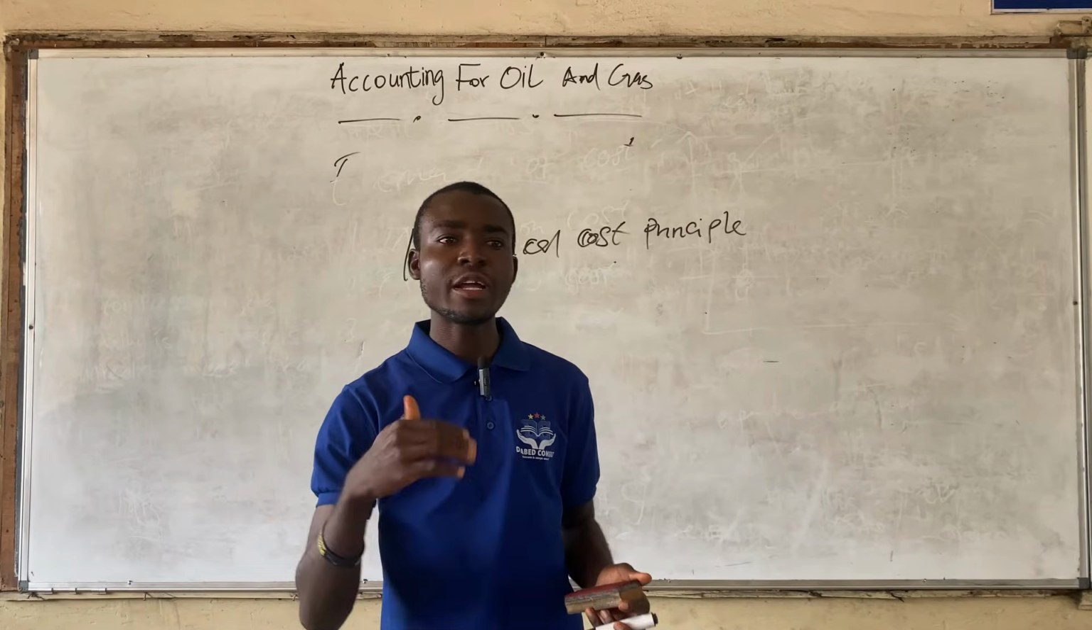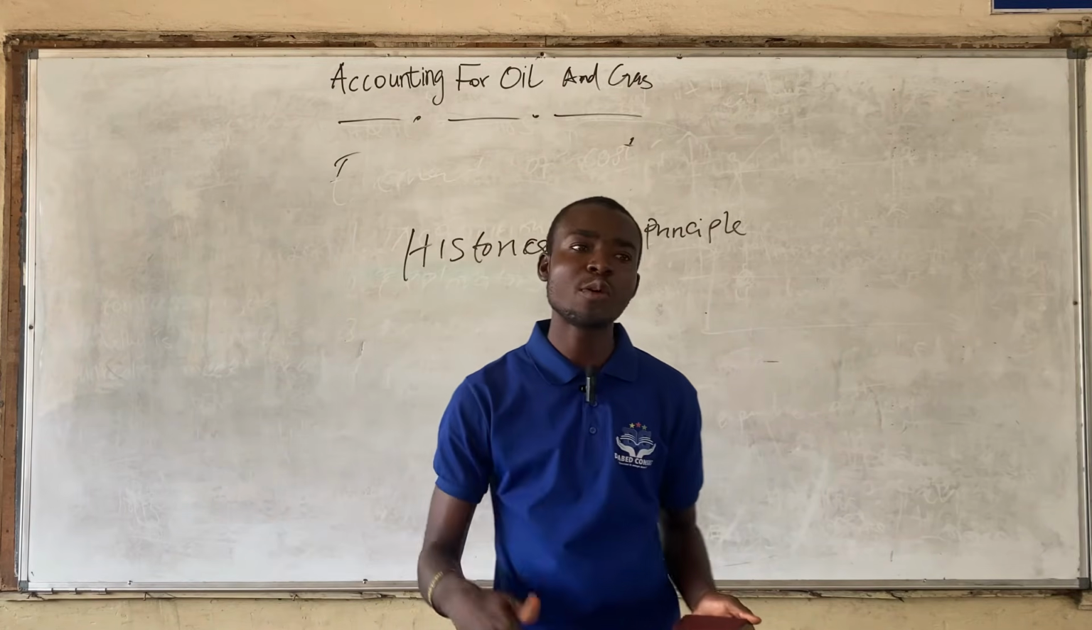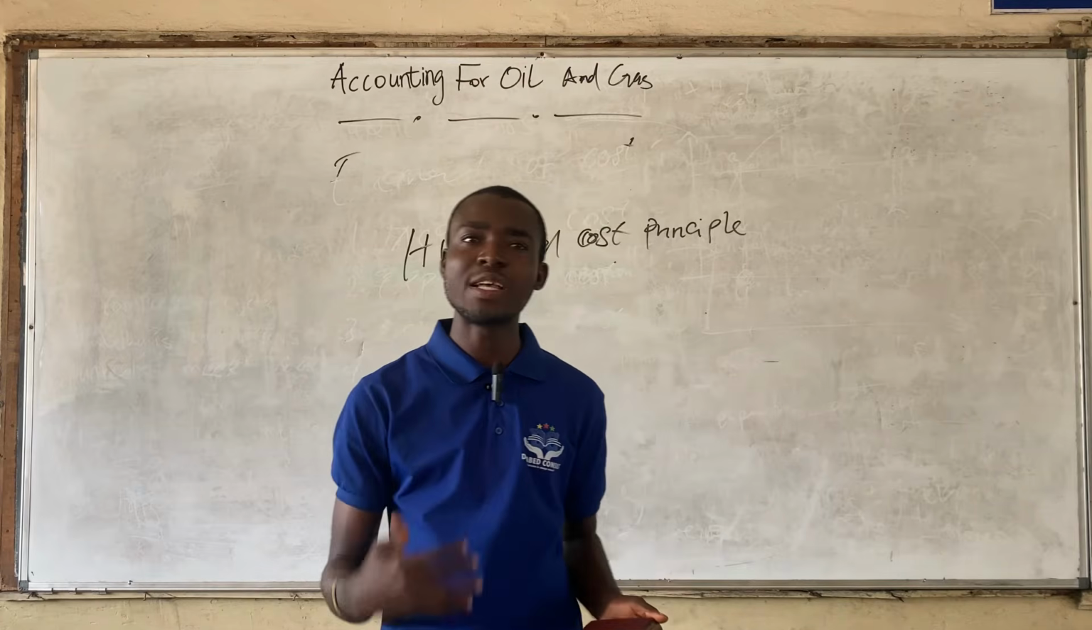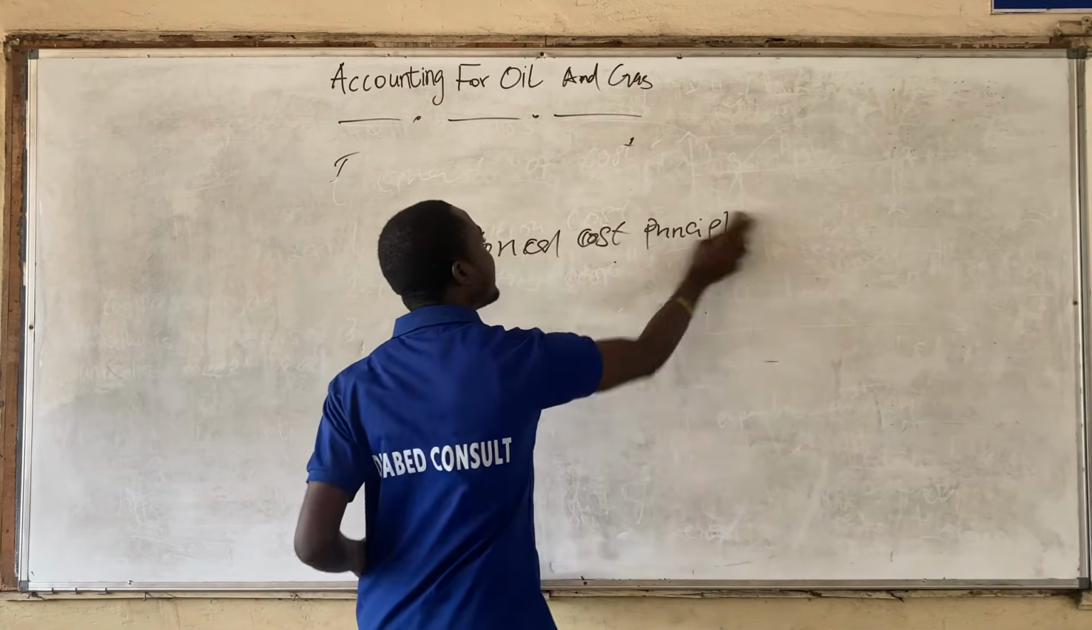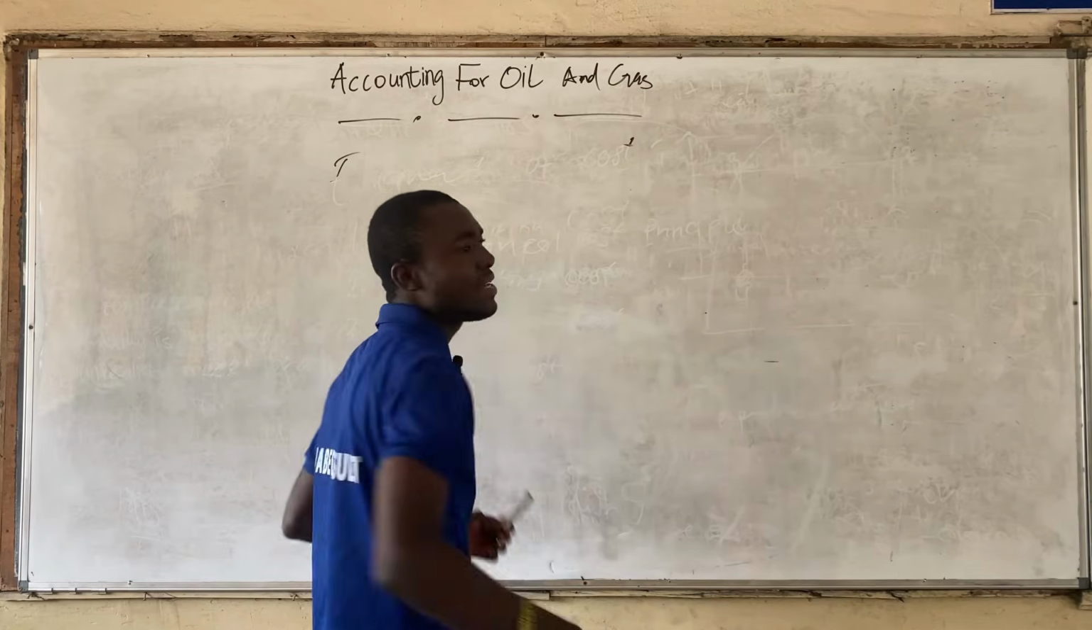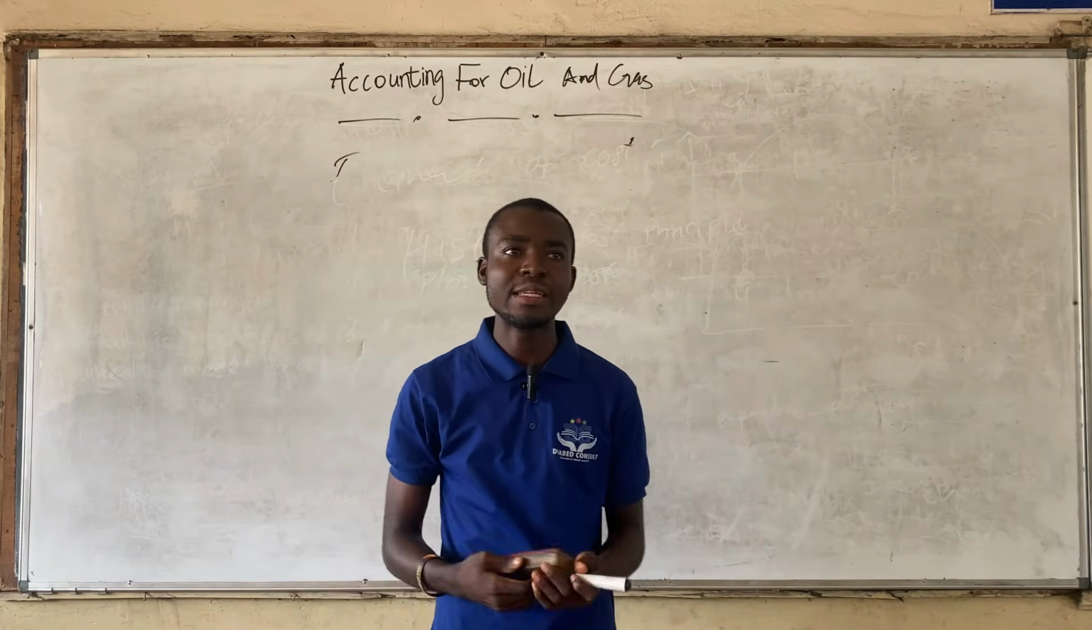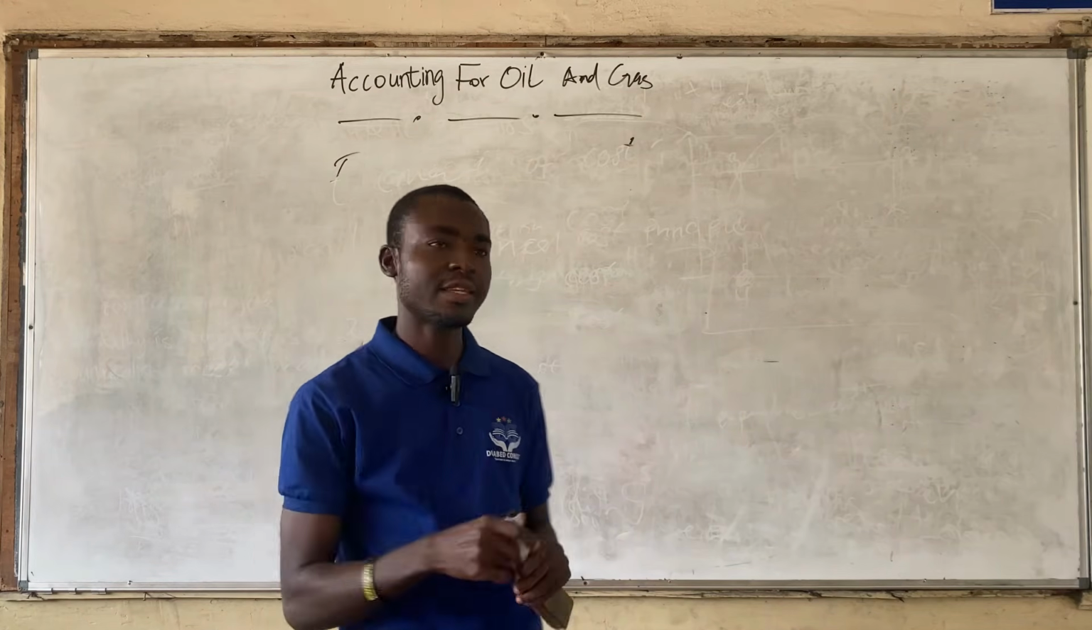And then the historical cost principle has two ways of recognizing or recording transactions in the books of the organization. And then these two methods are the successful efforts method and then the full cost method.